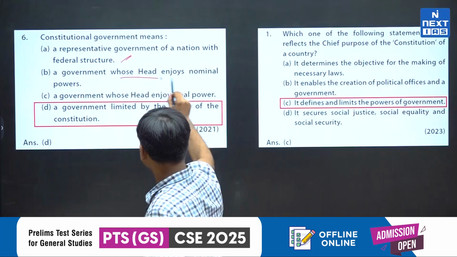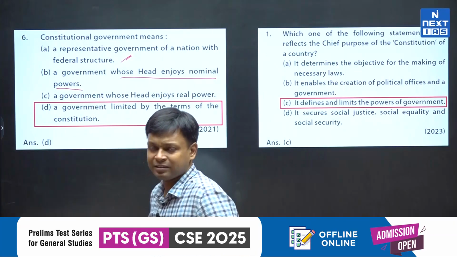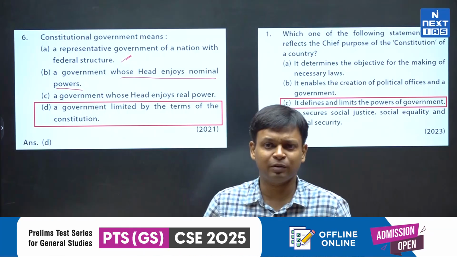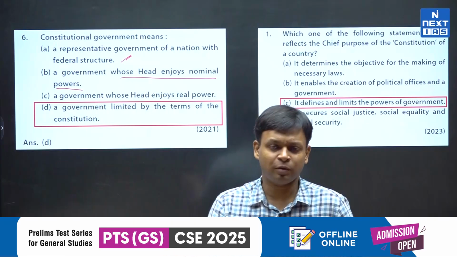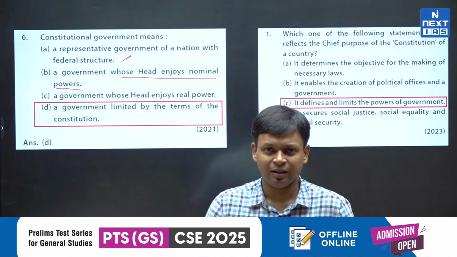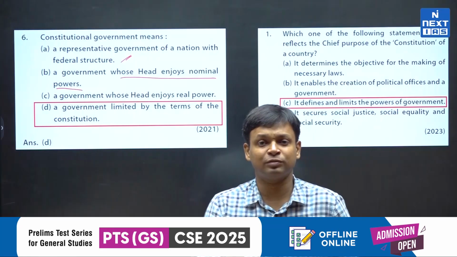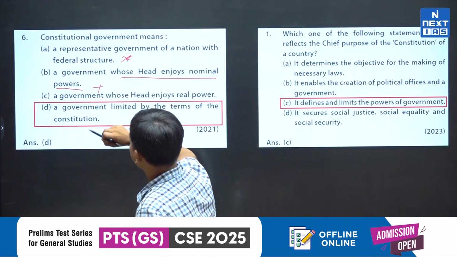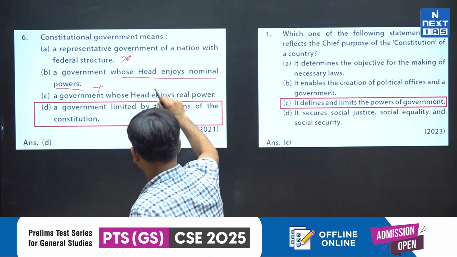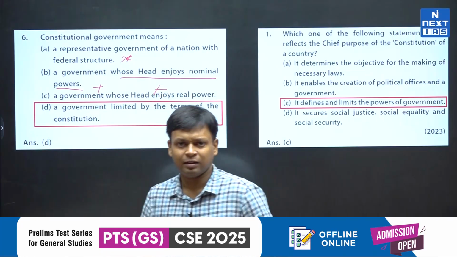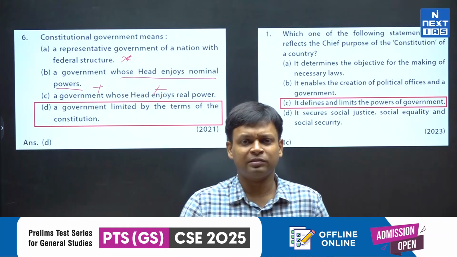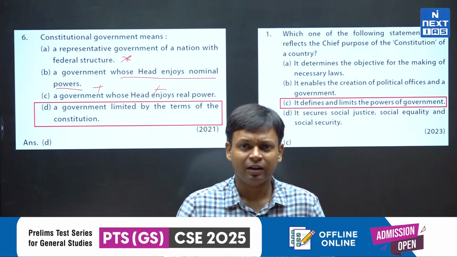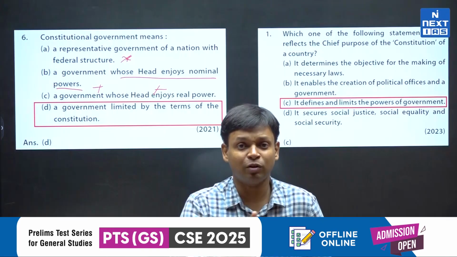A government whose head enjoys nominal powers. Again, this does not mean constitutionalism. Okay? A government whose head enjoys nominal powers, we are talking of a parliamentary form of government like UK or India. It does not necessarily mean limits to the powers of the state. So this is also not the correct statement. A government whose head enjoys real powers. Again, this is not correct. Now we are talking of presidential form of government. So presidential form of government is there, but there is no control on the powers of the president, so it will be arbitrary. It will not be constitutionalism or a constitutional government.